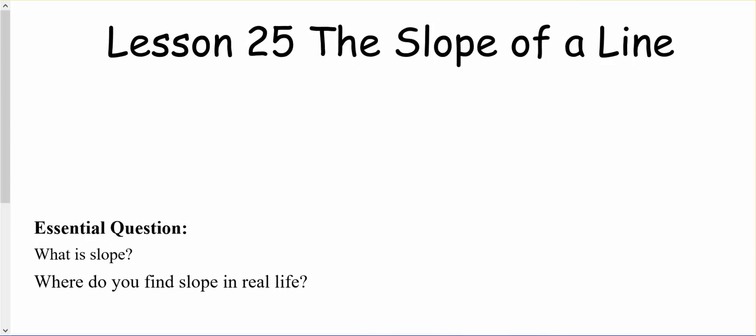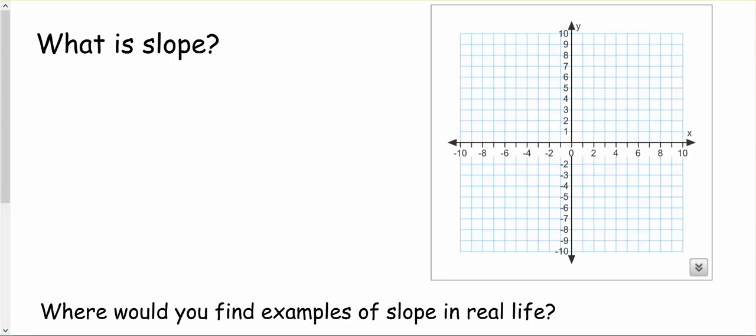Today we're going over lesson 25, the slope of a line. So we want to figure out what slope is and where would we find slope in real life. So where do we find slope? Slope can be in anything where it relates the change in one value over the change in another value. So what is slope? Slope for math is going to be change. This delta symbol, the triangle, is change in y. It means change. So change in y over change in x.